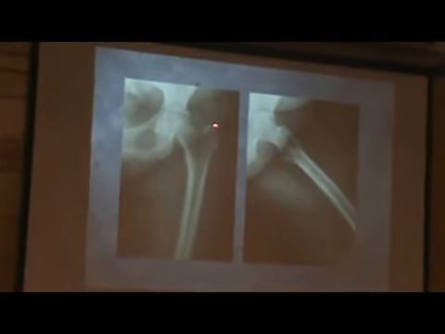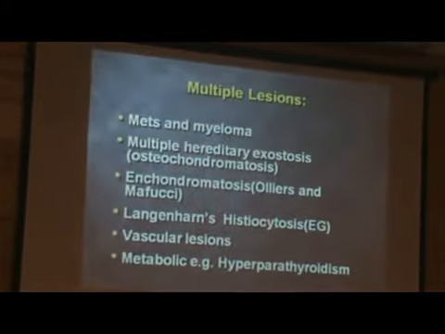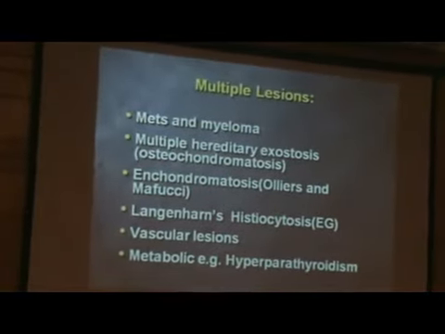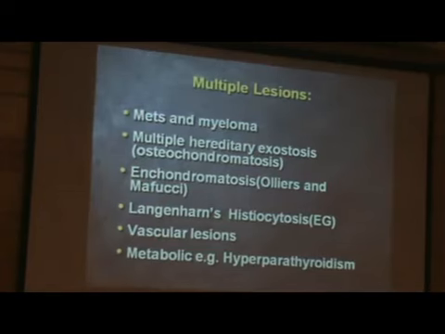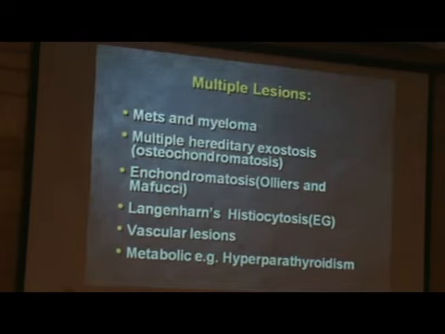This is an aggressive-looking lesion in the retrochanteric femur. And when we look at these lesions, if you see multiple, then we think about metastatic disease or myeloma. But you can also see benign lesions that are multiple, that are usually quite typical of the solitary lesion, whatever they may be, whether it's osteochondromas or Ollier's disease. You also see multiple lesions with EG, vascular lesions, and non-neoplastic conditions like hyperparathyroidism. Some metabolic bone disease may also present with multiple lesions.